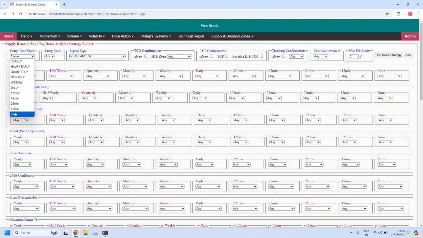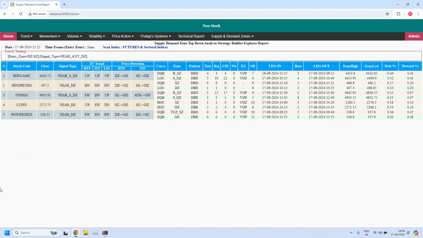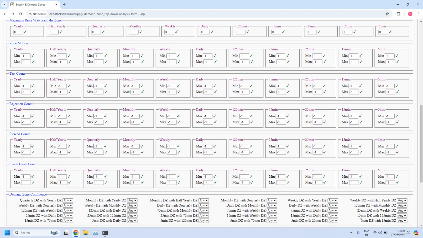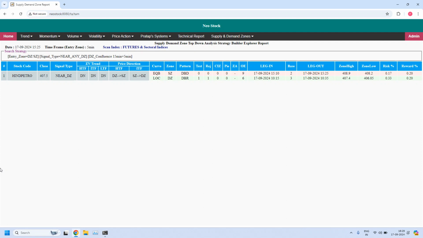So next time frame is 5 minutes. Let us find the stocks near 5 minutes demand zone. 5 stocks are filtered. Let's verify whether these 5 minutes zones have any 15 minutes demand zone confluence. So in the demand zone confluence, I am enabling the filter 5 minutes demand zone with 15 minutes demand zone. Let's verify. Only one stock is filtered, with a 5 minute zone having confluence with 15 minutes demand zone.